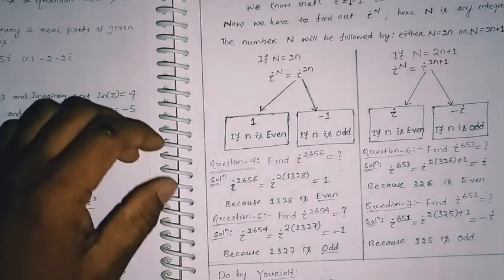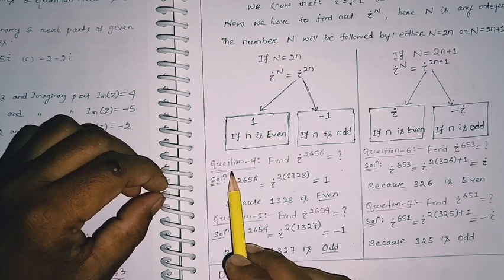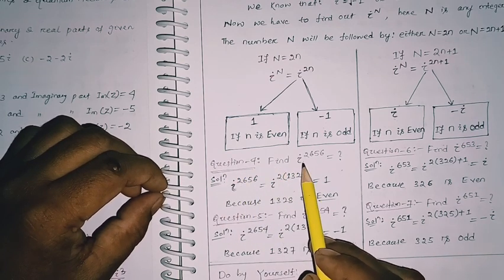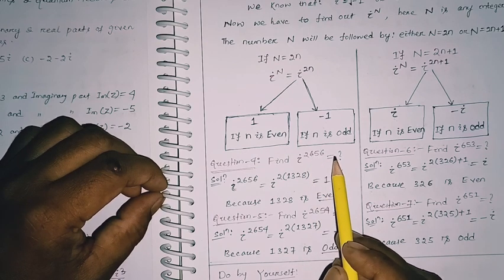Now we are going to go for 2-3 numericals upon that. So for this question number 4, find i to the power 2656, that we are going to find out.